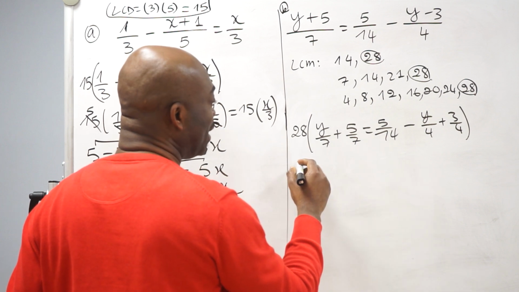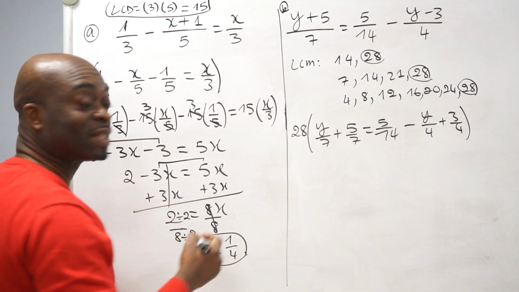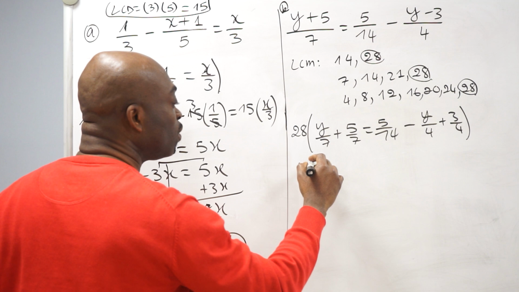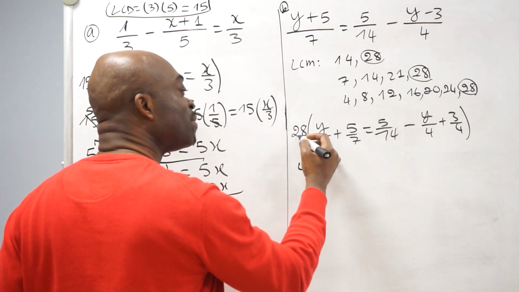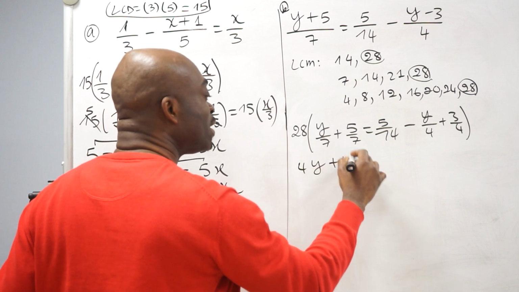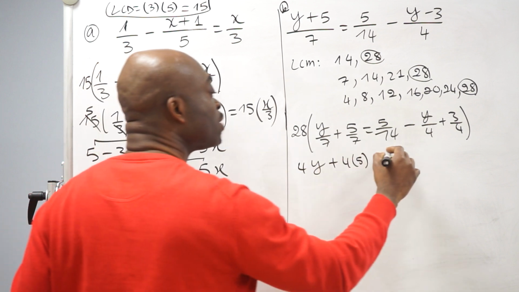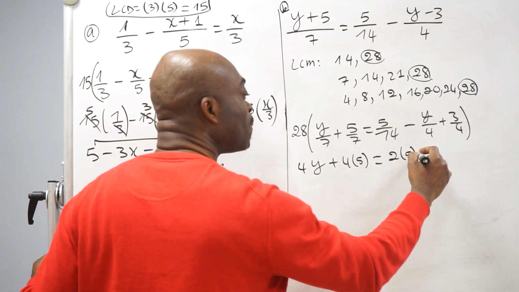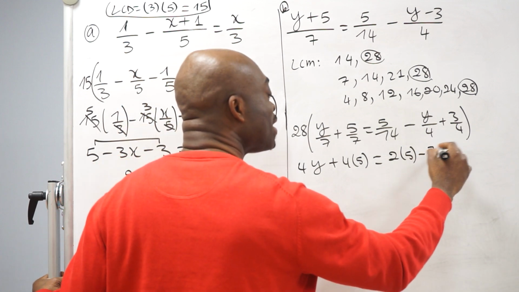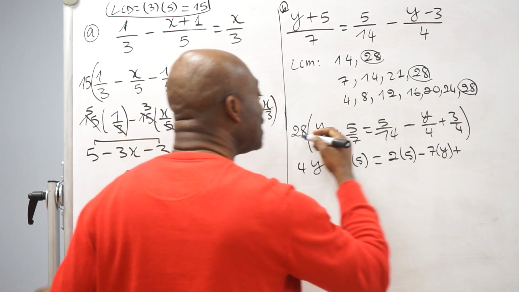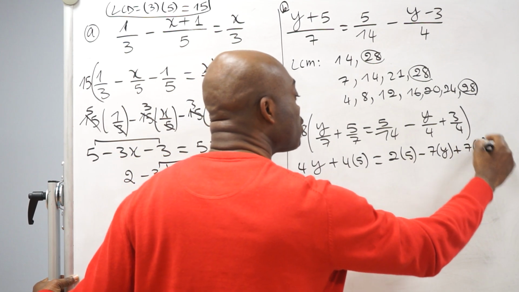So what's basically happening is the same thing that we did before. So that means 7 goes into 28 how many times? 4 times, right? So that gives us 4y. Okay? So 7 goes into 28 how many times? So that's 4 times again. So that's 4 times 5. 14 goes into 28 how many times? Twice. So that'll be 2 times 5 minus 4 goes into 28 how many times? 7 times. And that means 7 times y. And then last but not least, 4 goes into 28 7 times. So we're going to do 7 times 3.